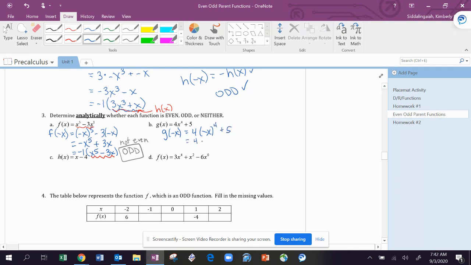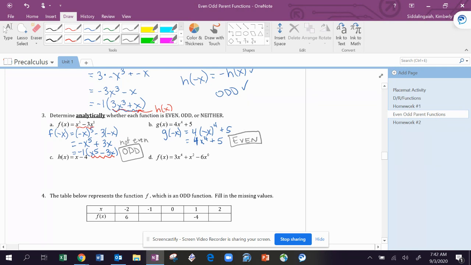And I get 4, well, negative x times negative x times negative x times negative x. It's basically going to just get me x to the 4th plus 5. Now, when I get to this step, I always want to go back and compare it to the original. And notice it's the same as the original. So we're going to stop here and say it's even.